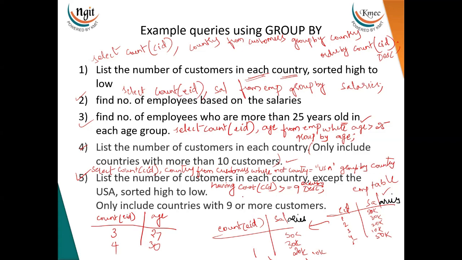And then we have applied a condition for the resultant set. What is that condition? I again wanted to get only the count of the customers who have more than or equal to 9 customers in each country. For that, we are using a having clause, which is used only when group by is used. And in which way you wanted to arrange it, you have to arrange it in high to low. That means in descending order. So thereby we will be using order by descending.